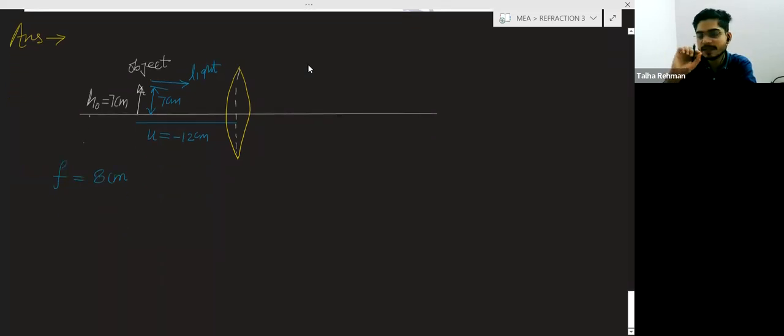So first apply the lens formula, that is given by 1 by v minus 1 by u is equal to 1 by f. v is the image distance. We don't know this, we have to find it. Object distance we know, -12. Focal length is 8 centimeter.